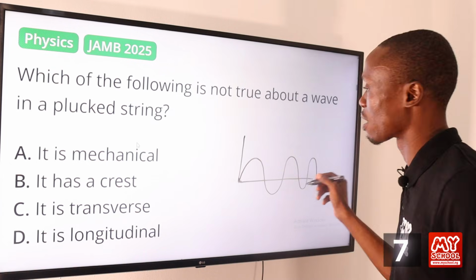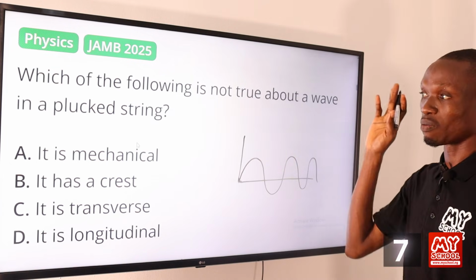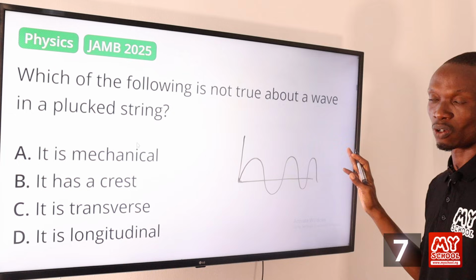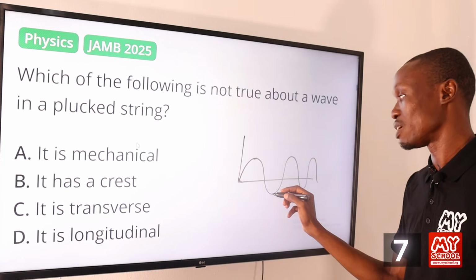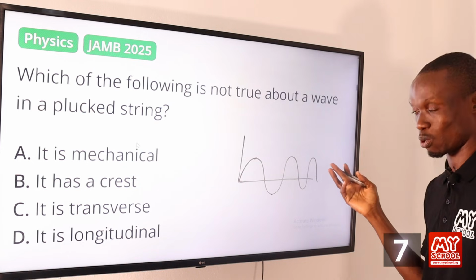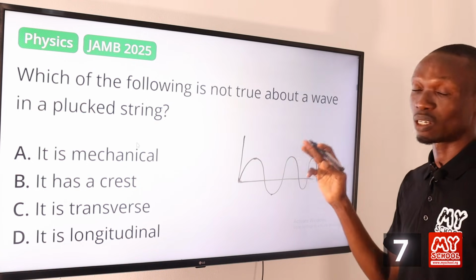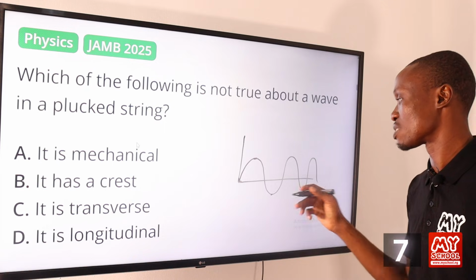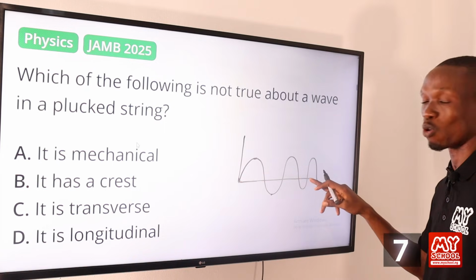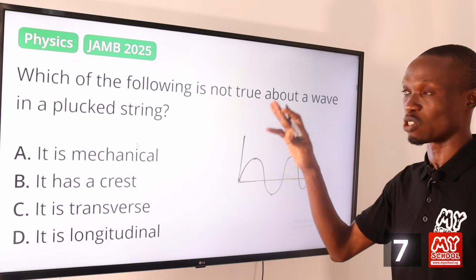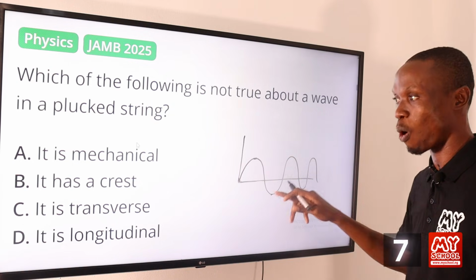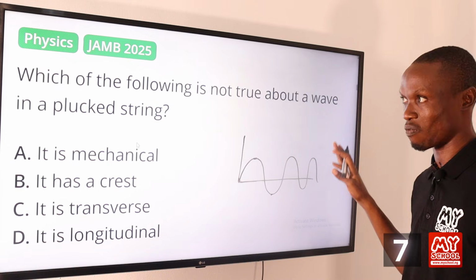From this diagram, we already know that it is mechanical, okay? And 2, it has a crest. So here is the crest, while here is the trough, even though trough is not mentioned, right? Then 3, it is transverse, in the sense that this is the direction of propagation of the wave, while the particles of the medium, in this case the string, are moving up and down, so that makes it transverse.